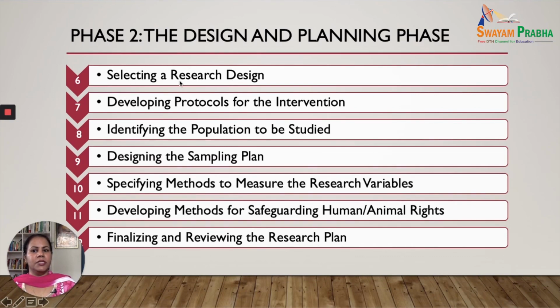The first step in this phase is selecting a research design. Second is developing the protocols for the intervention. Third is identifying the population to be studied. Next is designing the sampling plan, specifying methods to measure the research variables, developing methods for safeguarding human or animal rights, and finalizing and reviewing the research plan.